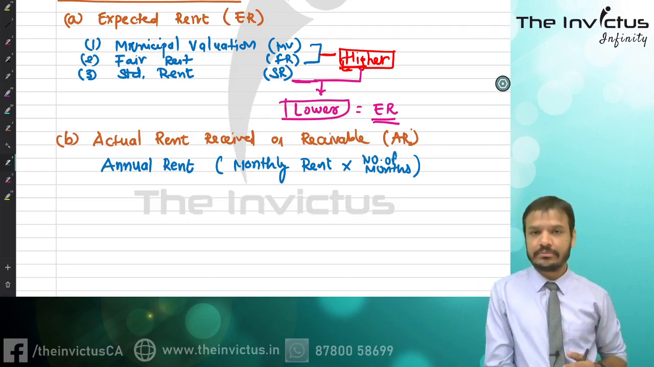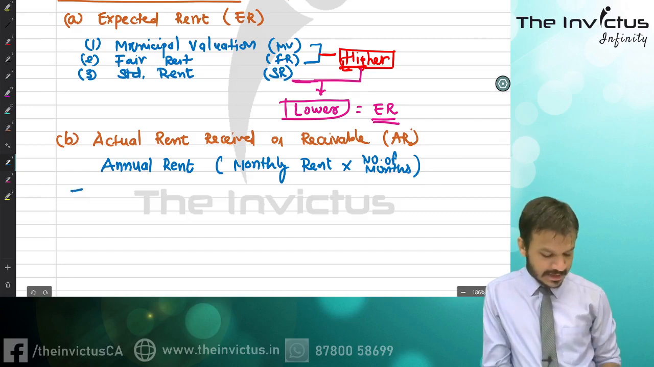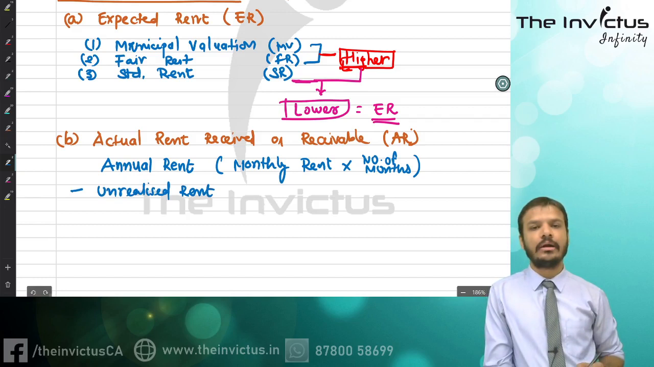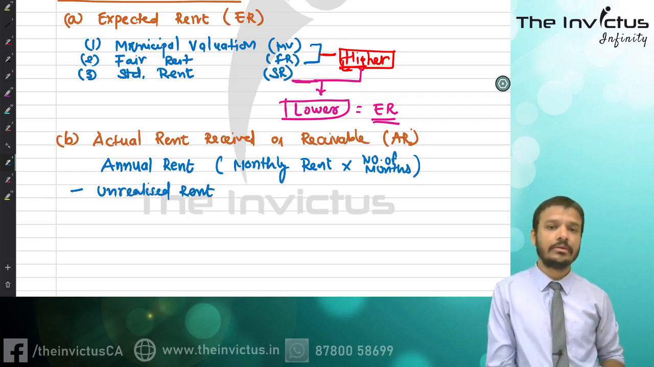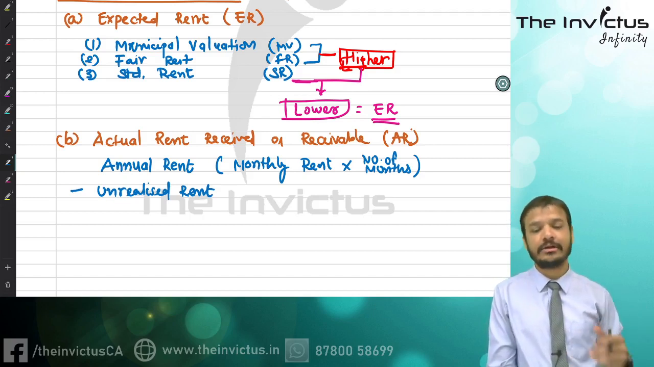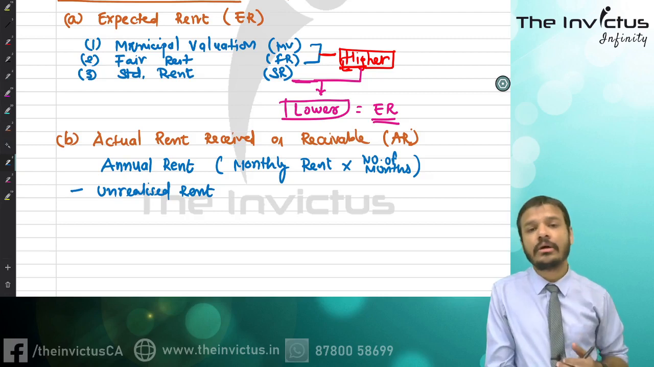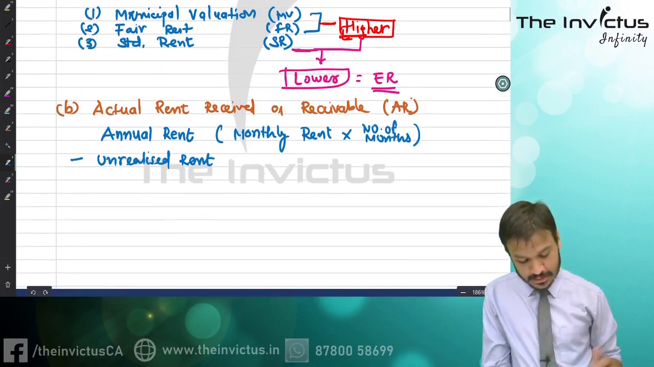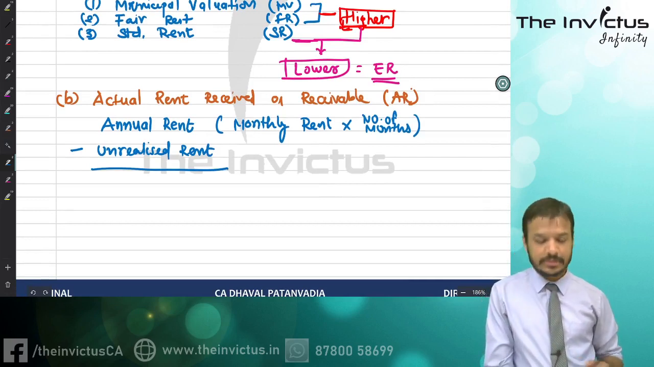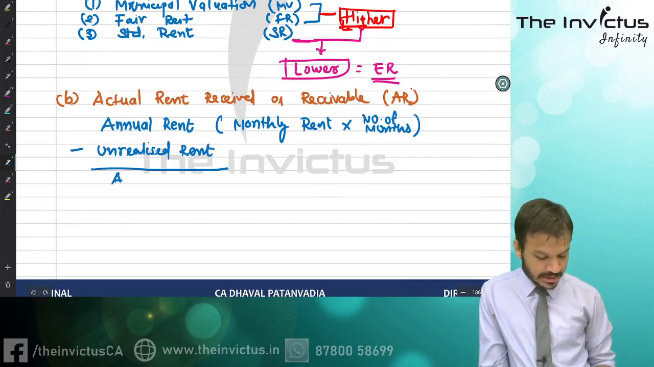From the annual rent that I am supposed to receive, we deduct unrealized rent. Unrealized rent means what? It's a kind of bad debt that you have not received. Though the property was let out, you have not received certain rent, which is known as unrealized rent. We'll reduce this unrealized rent from the annual rent received or receivable, so we'll get actual AR.